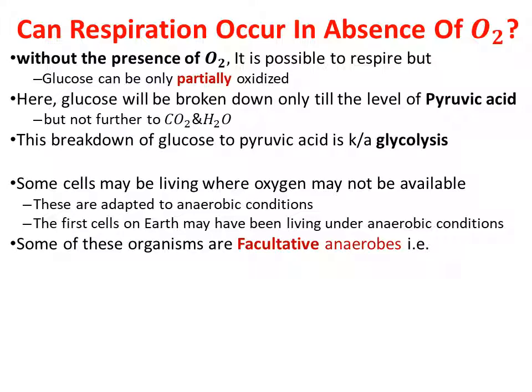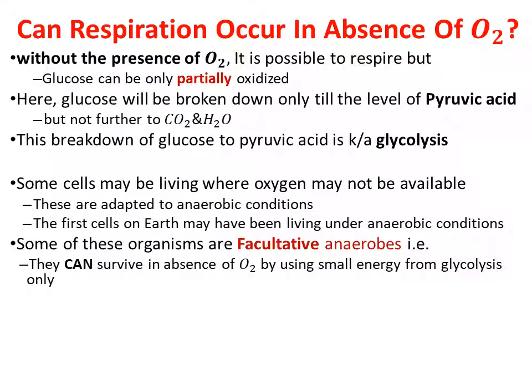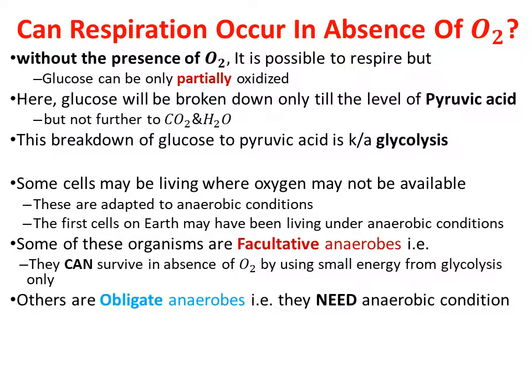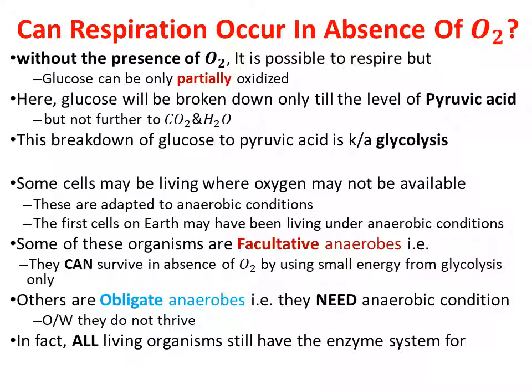Some of these organisms present today may be facultative anaerobes, that is, they can survive in absence of oxygen by using the small energy from partial oxidation, that is glycolysis. Other cells may be obligate anaerobes, that is, they need only anaerobic conditions. If oxygen is present, then they will not thrive. So facultative anaerobes can survive without oxygen, and obligate anaerobes can survive only without oxygen. In fact, all the living organisms have the enzymatic system required for glycolysis.